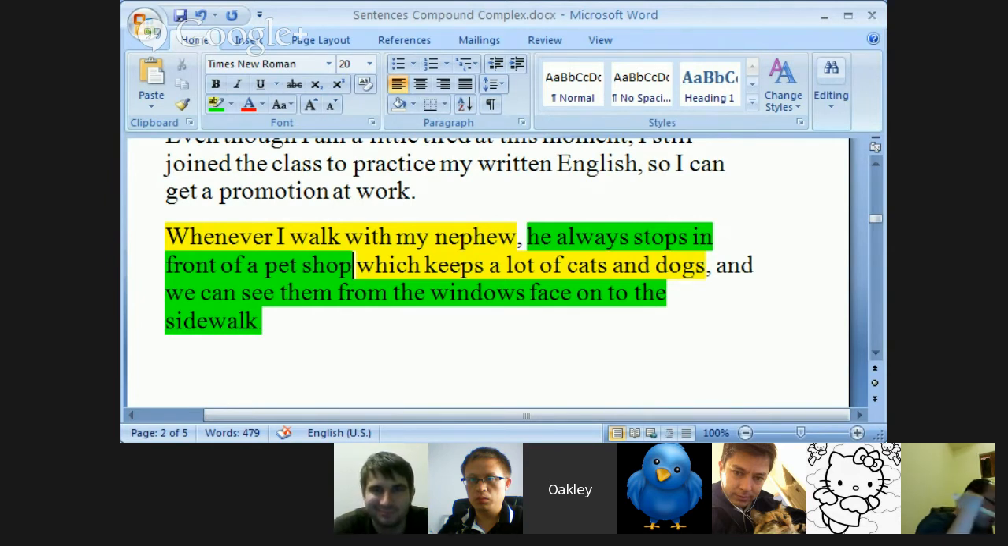The problem with commas is sometimes they are in fact optional. You don't need them. Sometimes in some cases it's purely a judgment call. Do you need it to break up the ideas because the ideas are completely different, or does one idea flow into the next very easily? I don't think we need it either. One small problem. He always stops in front of a pet shop, which keeps a lot of dogs and cats, and we can see them from the windows. Okay, you have a choice.